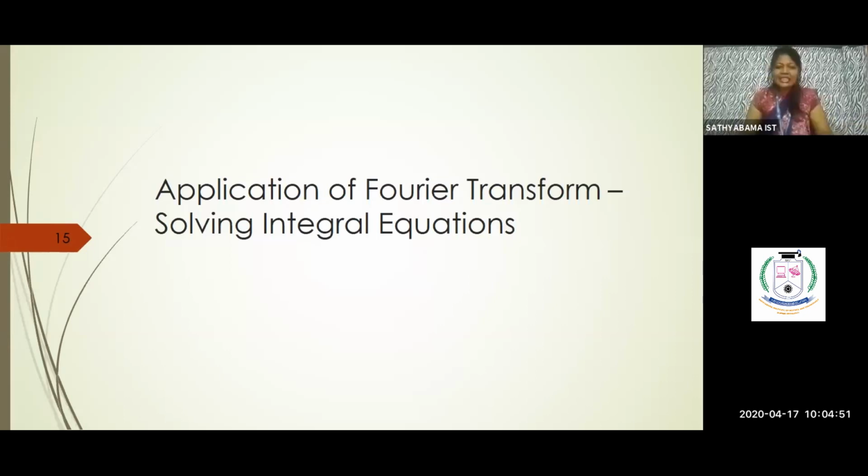The third topic that we're going to see is application of Fourier transform. See, this is really interesting, right? When you learn about a transform and you're immediately learning where and how you are applying that transform, it's really interesting. So this application is that we're going to see how to solve integral equations using Fourier transform. This is one big application that we have.